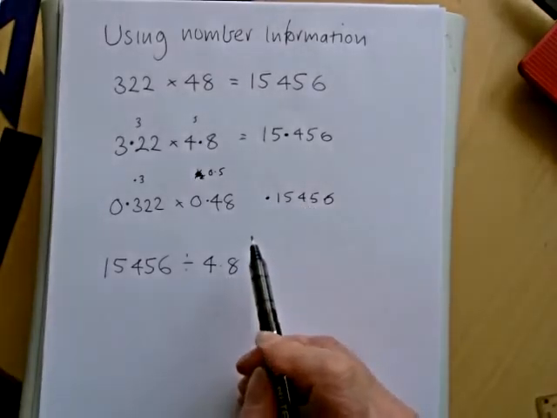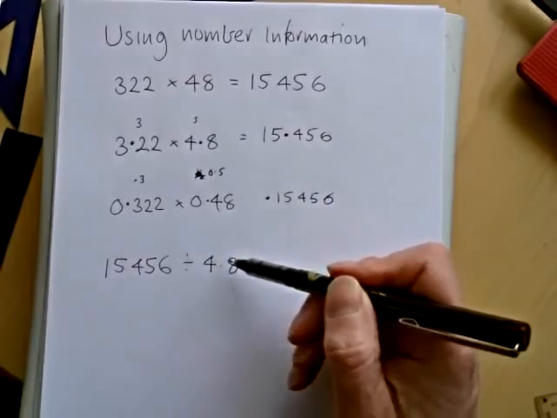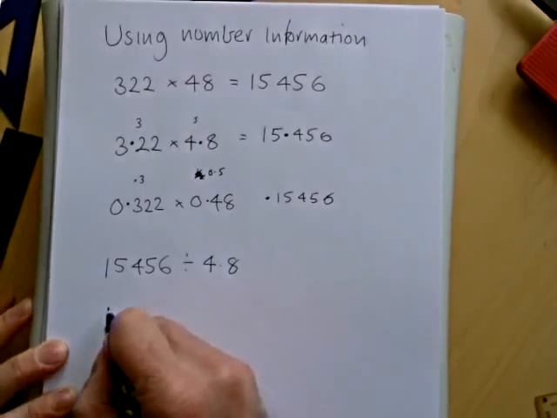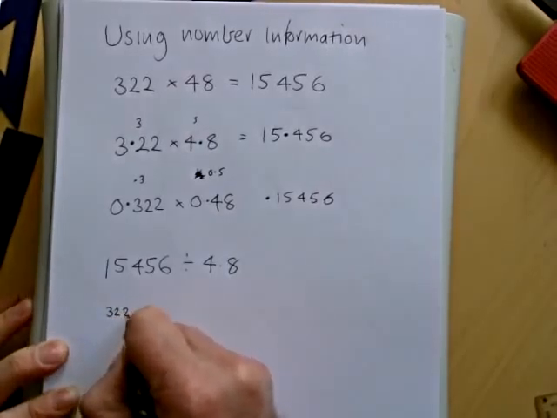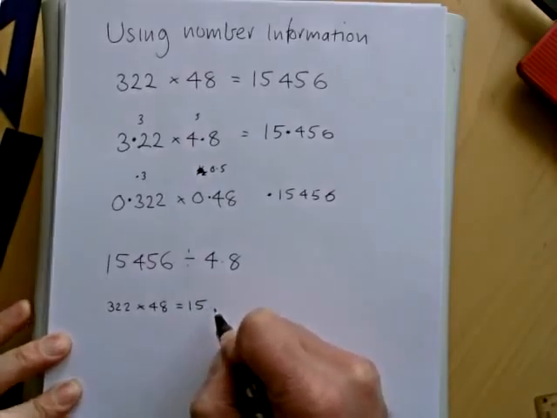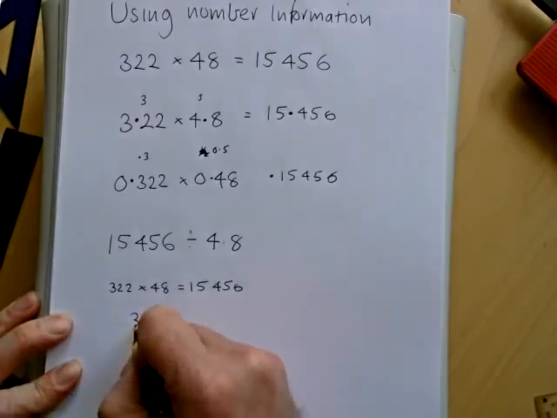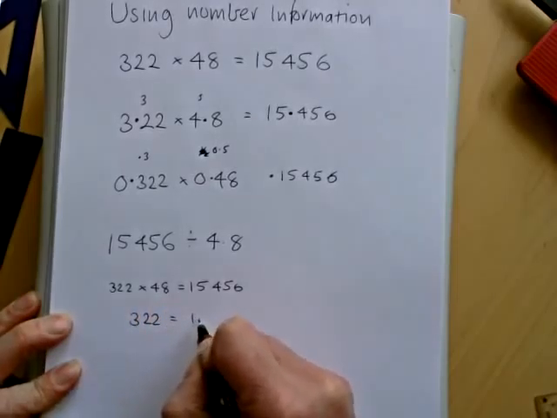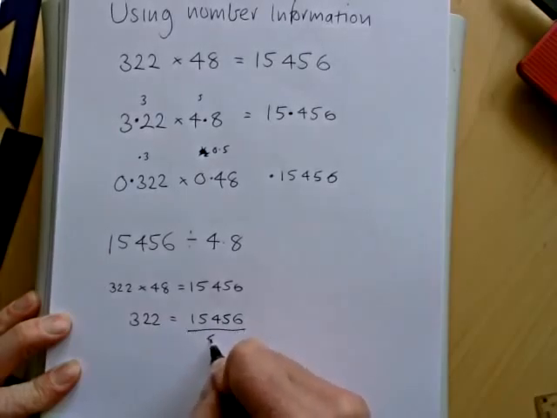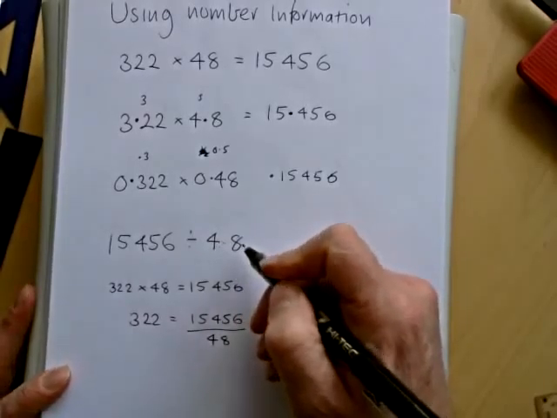On to the last one. What they've done with this one is they've rearranged the top and then they've adjusted the decimal point. So if we take our top and let's just rearrange that, if we know that 322 times 48 equals 15456, then we know that 322 equals 15456 divided by 48.